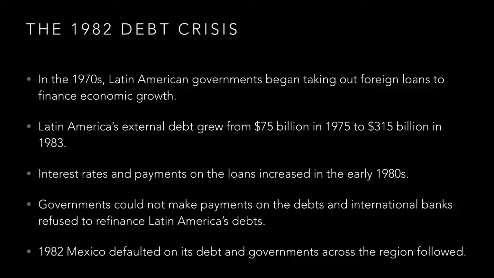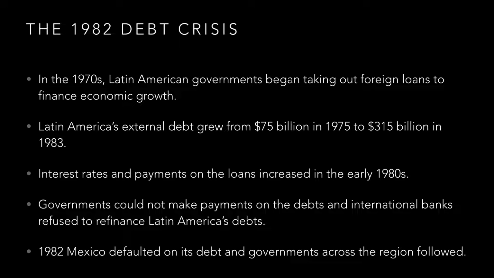As you can see, Latin America's external debt grew from $75 billion in 1975 to $315 billion in 1983. And that was okay as long as interest rates were low. But what happened in the early 1980s is that interest rates went up when oil prices collapsed. The interest rates went up so much that Latin America could not make the payments on its debts. And the international banks refused to refinance these loans that had been given to Latin American governments since the 1970s. And this is what creates the crisis.